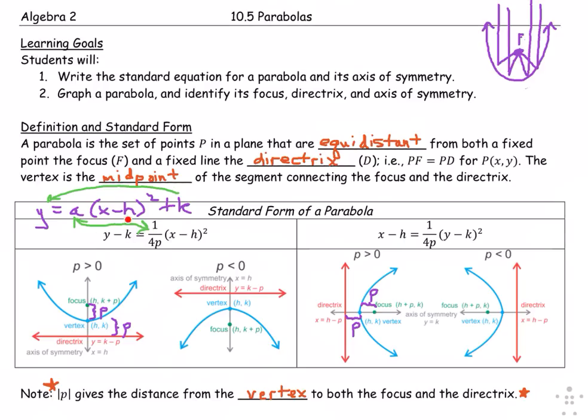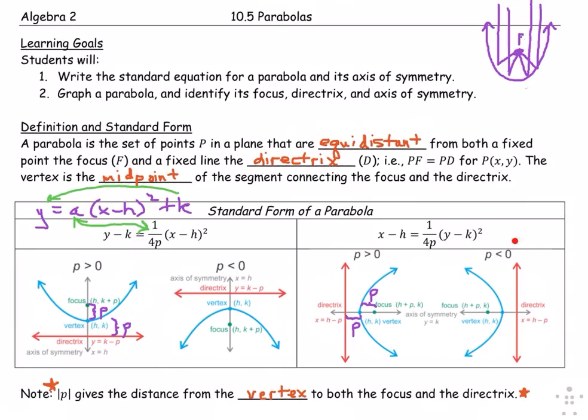That's when it's like a y equals. When it's x minus h equals, so when the x is the dependent variable and y is the independent, then it's going to open to the right when p is positive. And then to get the coordinates of the focus and the directrix, you take the p-value and you add to get to the focus, you subtract to get to the directrix. And that's with the h parameter.